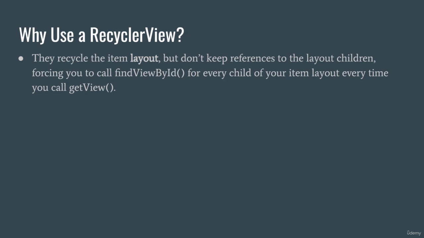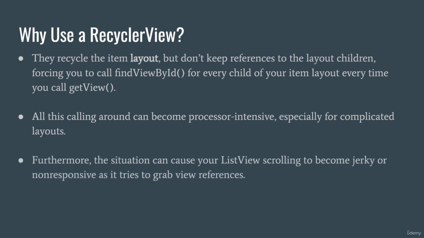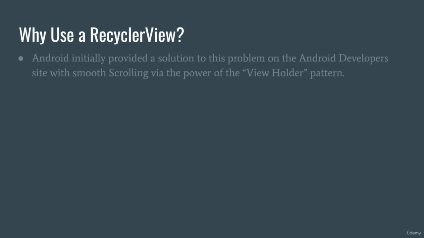Another reason to use the recycler view is to recycle the item layout, but don't keep references to the layout children, forcing you to call findViewById for every child of your item layout every time you call getView. So it's not doing that. That's what list views did. All this calling around can become processor intensive, especially for complicated layouts. And furthermore, the situation can cause your list view scrolling to become jerky and non-responsive as it tries to grab view references. So it was fine back in the day, but then things got a lot more complicated. Of course, devices got faster, but still, why not improve if it's not perfect, right? So that's what they thought when they created recycler views.